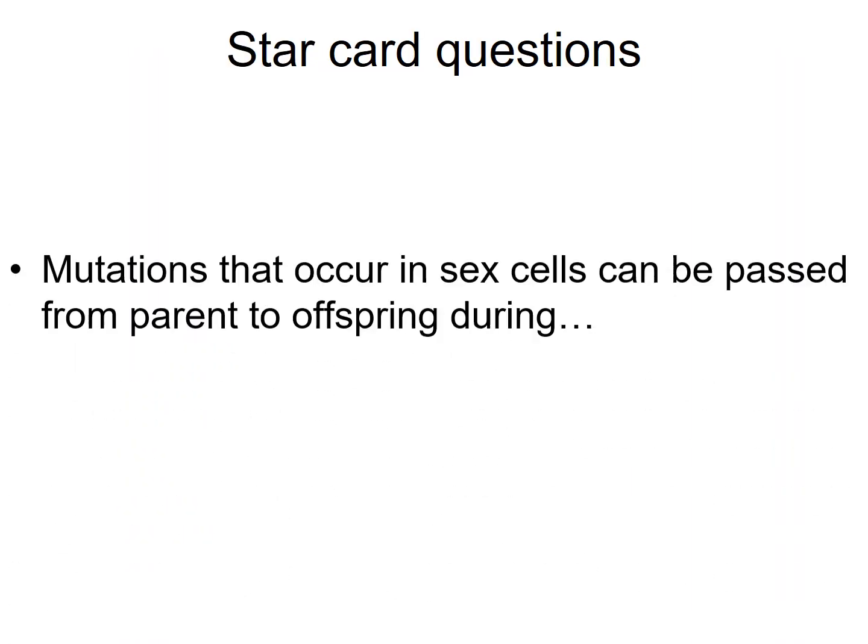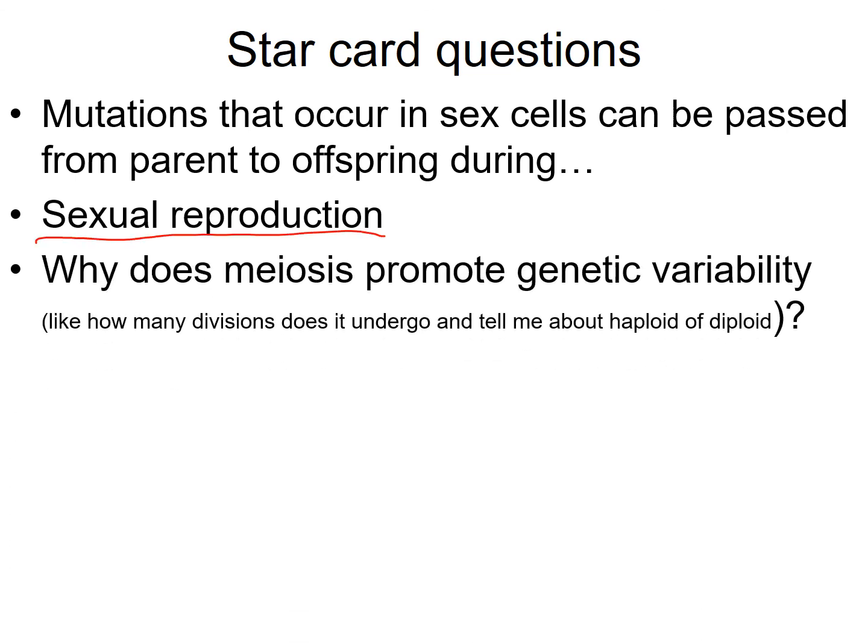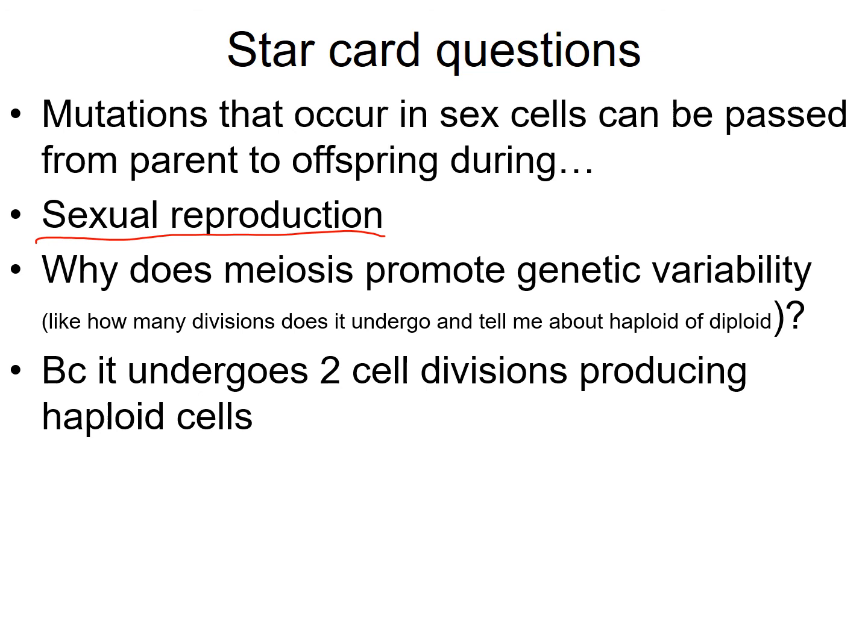So just review. Mutations that occur in sex cells can be passed from parent to offspring during what? Sexual reproduction. So as the egg and sperm come together, it can be transferred. Why does meiosis promote genetic variability? Because it goes through two cell divisions producing haploid cells, which gives us genetic diversity.